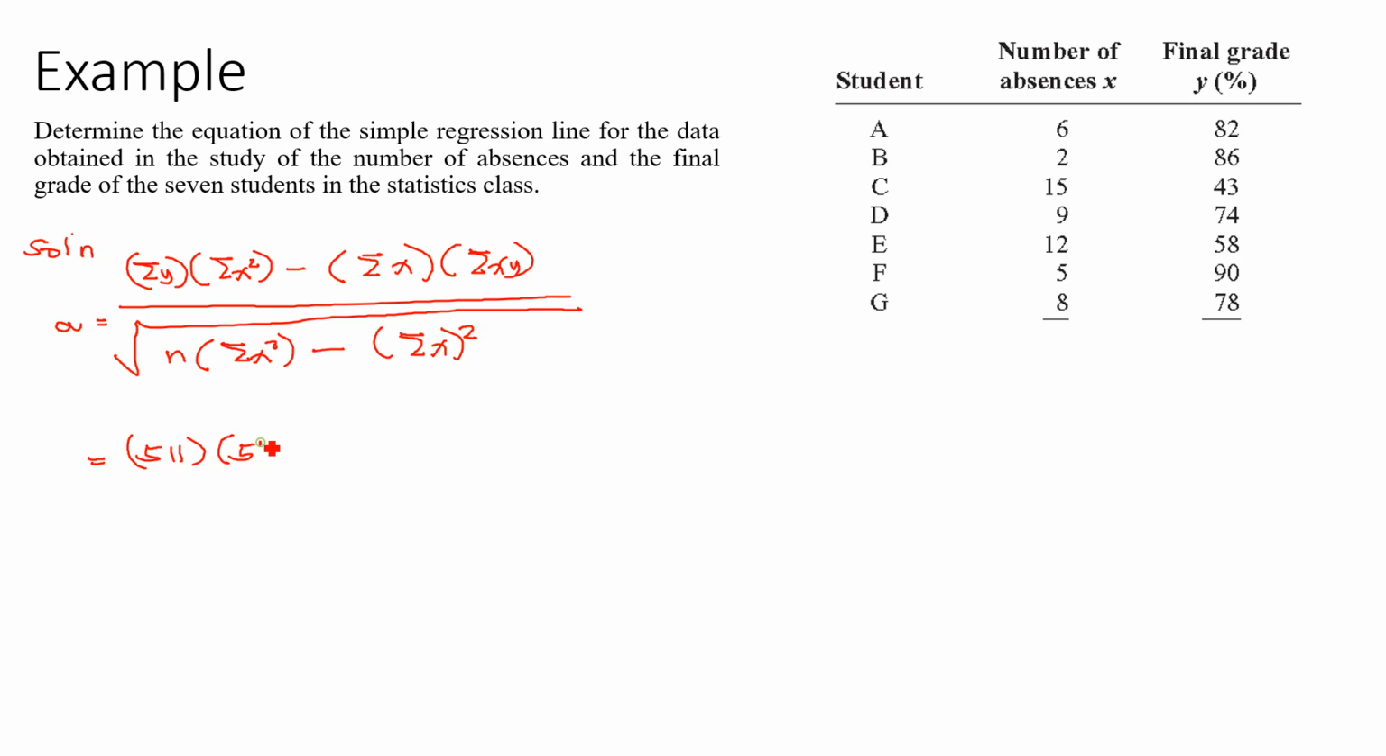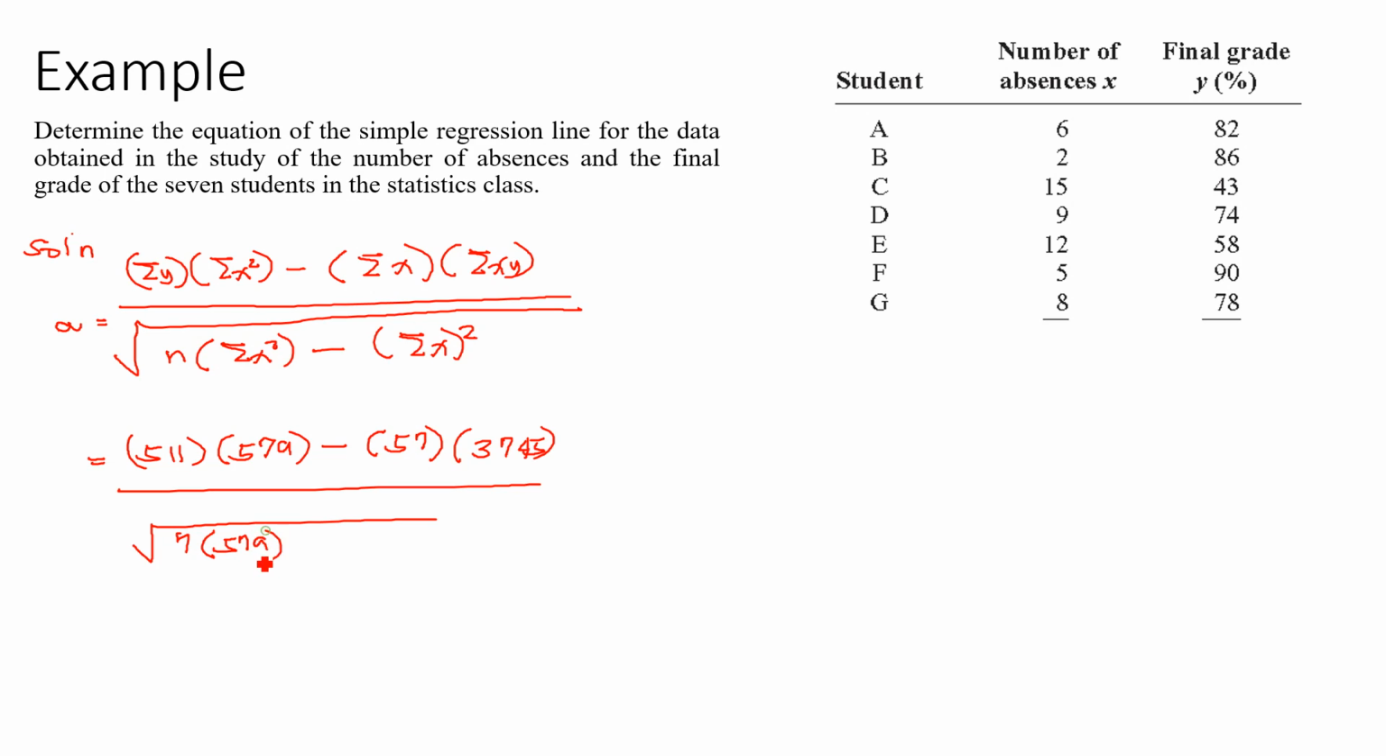579 minus 57 times 3,745 all over. You have the square root of 7 times 579 minus 57 squared. So all in all, that's equal to 102.49. For our y, you have n, not y, that would be our b.